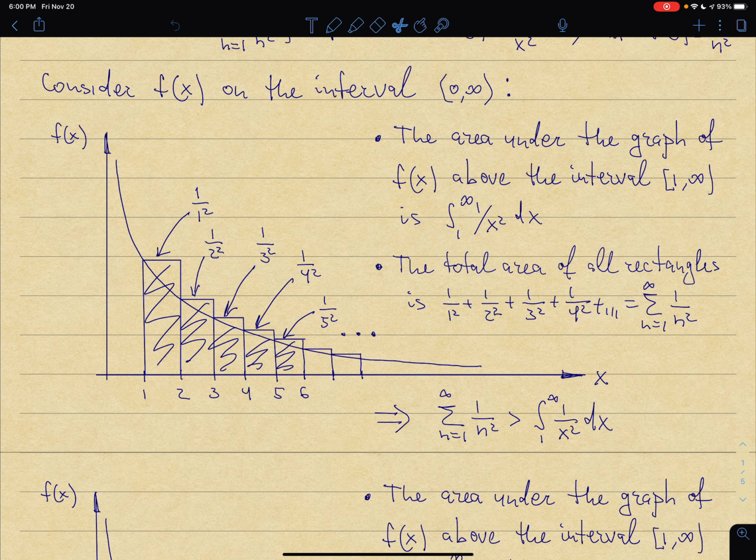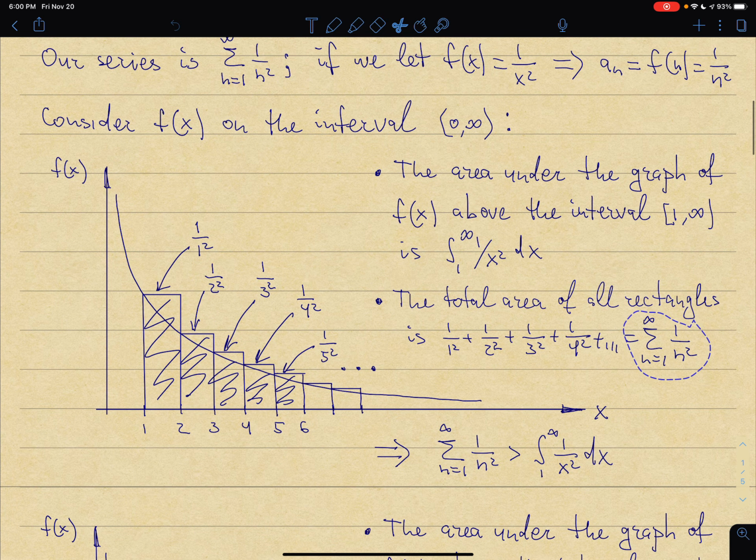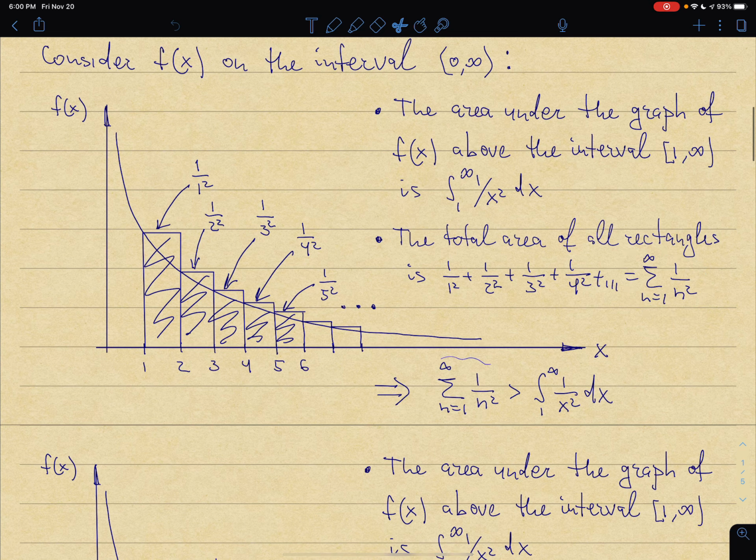Now, what is the height of the first rectangle? It's 1 over 1 squared. The second one is 1 over 2 squared. The third is 1 over 3 squared, and so on. And the bases of all rectangles are equal to 1. So if I add up the areas of all rectangles, I'm going to get a summation like this. And it's easy to check that this is actually the sum of the series of 1 over n squared. And so what we conclude from this picture is that the sum of the series 1 over n squared must be larger than the integral from 1 to infinity of 1 over x squared.